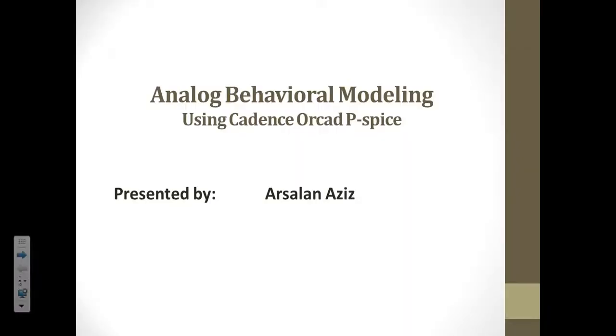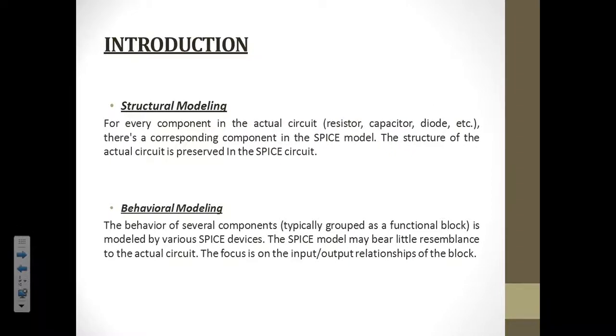In this video, I'm going to talk about a really important feature of PSpice called analog behavior modeling. PSpice mostly deals with two types of modeling called structure modeling and behavior modeling. In structure modeling, we build a desired circuit using different components like resistors, capacitors, diodes, etc. and we get the desired results. While in behavior modeling, we use different functional blocks in order to model our circuit. The focus is mostly on the input and output relationships of that block.